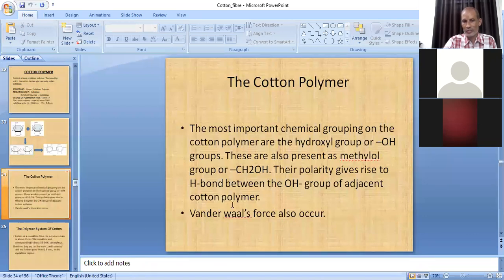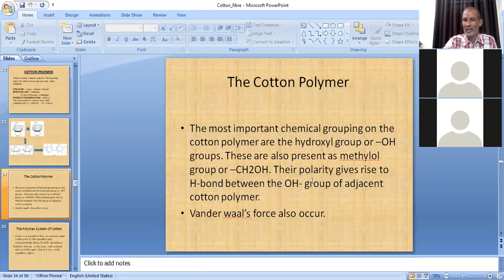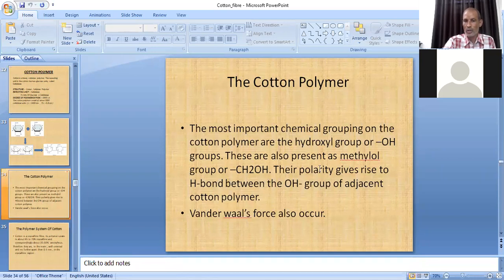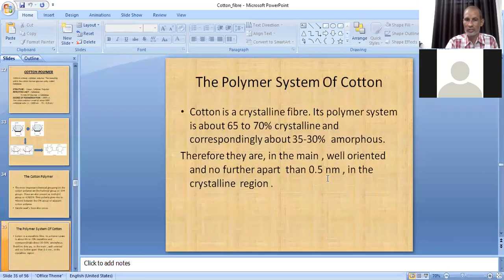So these hydrogen bonds as well as van der Waals forces of attraction are responsible for the tensile strength or tenacity of the cotton fiber. And the polar nature of the hydroxyl group is responsible for attracting water molecules, and the amorphous region found in the cotton fiber can absorb this water content, moisture, increasing the moisture regain and reducing the chances of static electricity, meaning increasing the static electrical resistance. It is increasing moisture absorption as well as static electrical resistance of cotton fiber due to this polar nature of polymers and amorphous regions found in the polymer system, which is shown in the next slide.